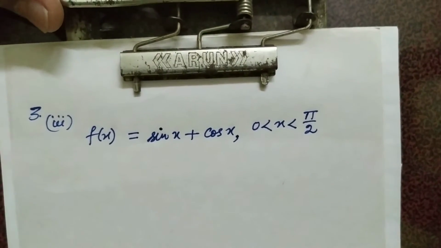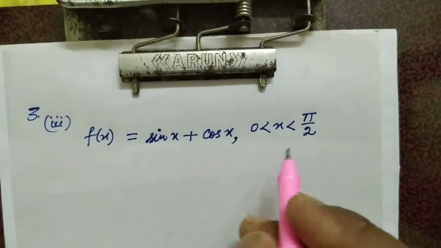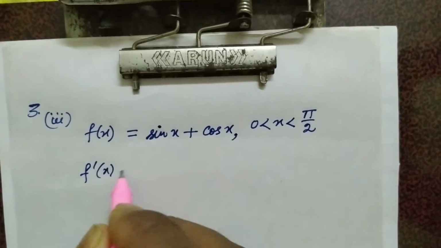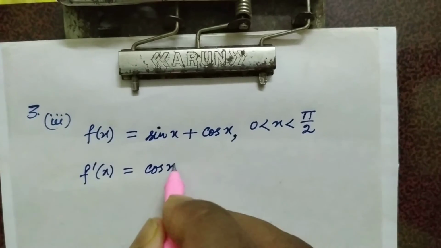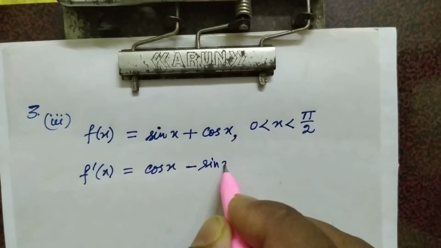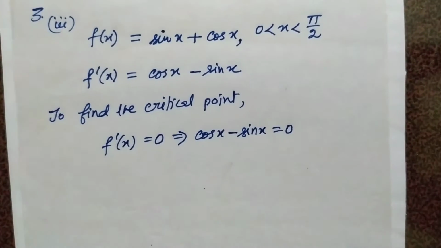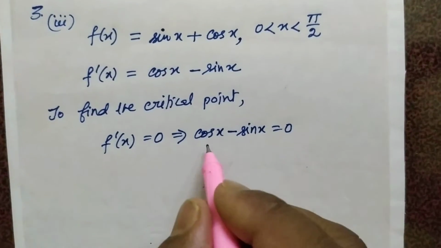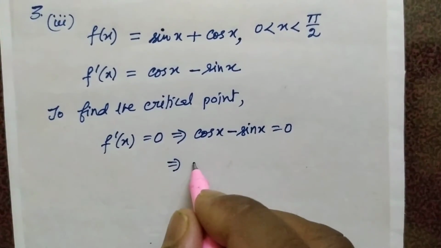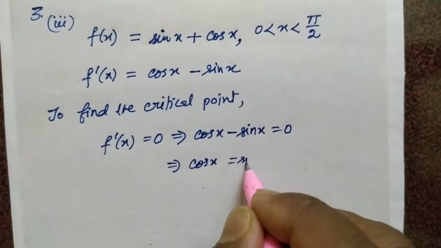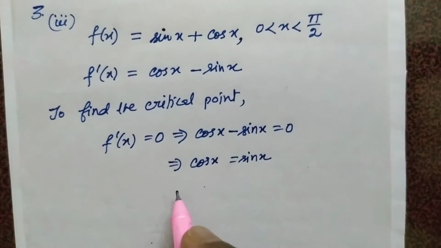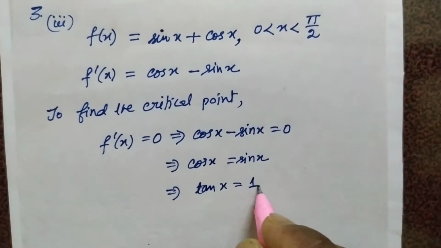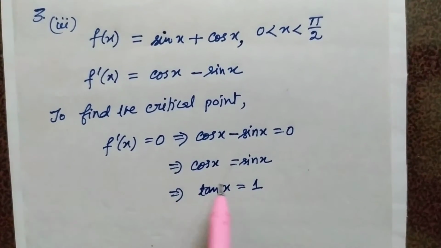The next question is a trigonometric function, and in a trigonometric function the range of x must be mentioned. It is there. So we go for differentiating it. f dash x: d/dx of sin x is cos x, d/dx of cos x is minus sin x. To find the critical point, we set f dash x equal to 0, which implies cos x minus sin x equal to 0. So this implies cos x is equal to sin x. Or, to be more precise, we can write tan x equal to 1. I have divided both sides by cos x.